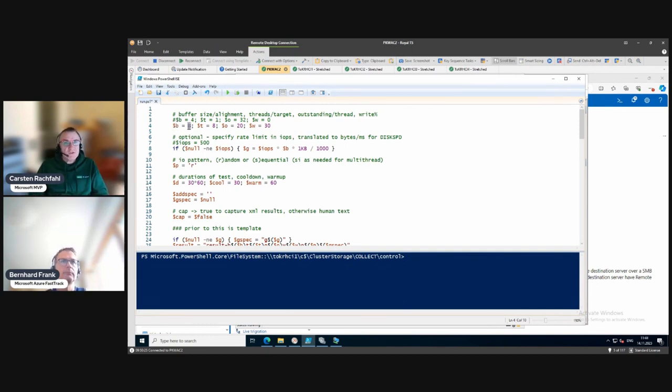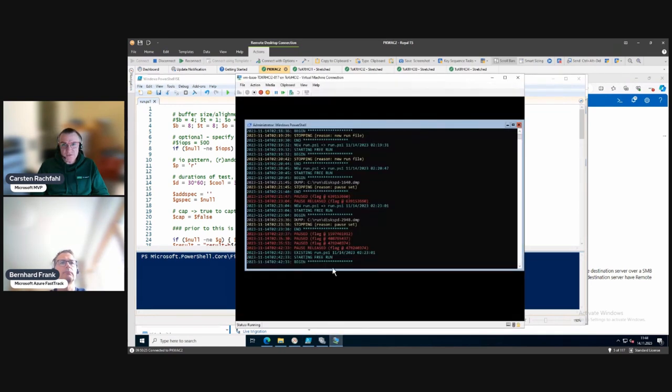So we change the test to an 8K IO. We do 8 threads and 20 outstanding IOs per thread. So that's a heavy workload with a 30% write part. So let's just save this and look at the numbers.